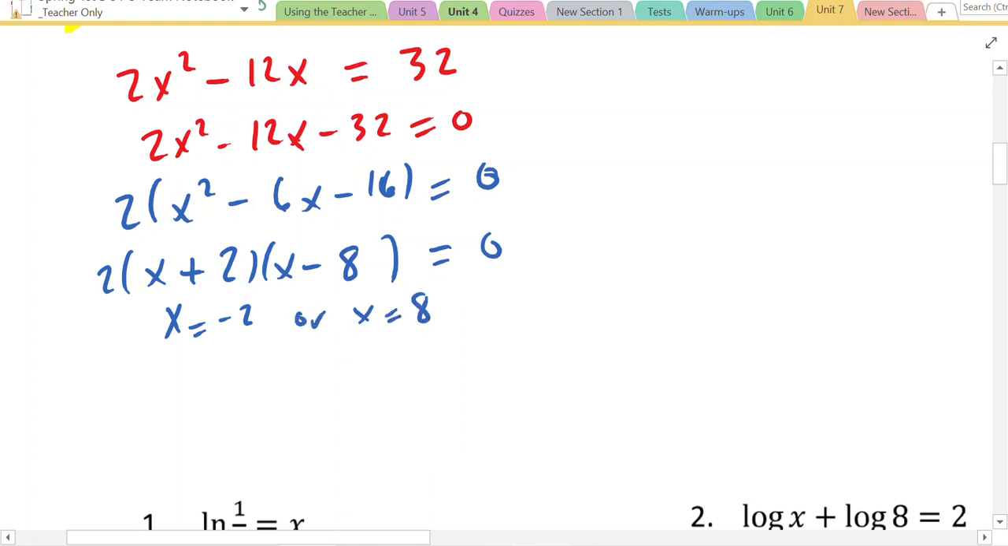Now, the problem is they don't both work. Right? One works, one doesn't. So once you get your factors, like when it's a quadratic like that, now you have to check. Hang on. Oh, wait. There we go. You need to check for, they're called extraneous.